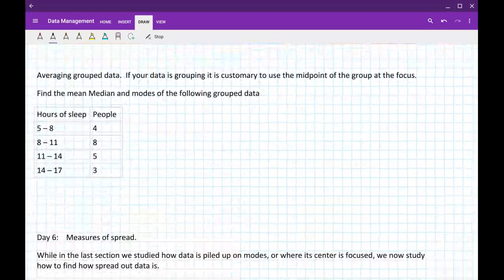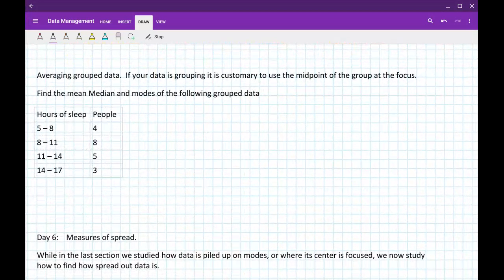Averaging grouped data. If your data is grouped, it is customary to use the midpoint of the group as the focus. So find the mean, the median, and the mode of the following grouped data, okay? So here we've got some data, and it looks like this is the number of people who get this amount of sleep, this is the number of people who get that amount of sleep, and so forth, okay?